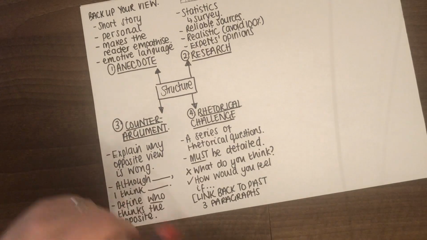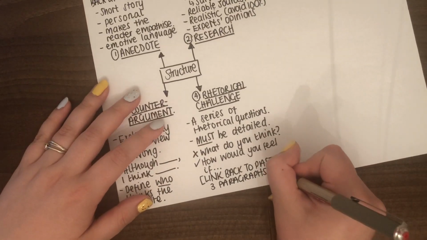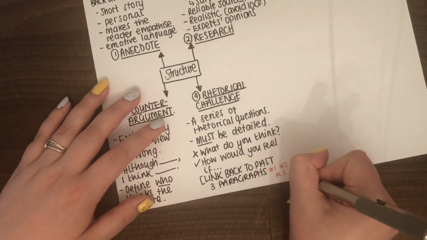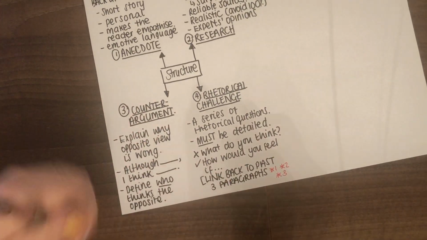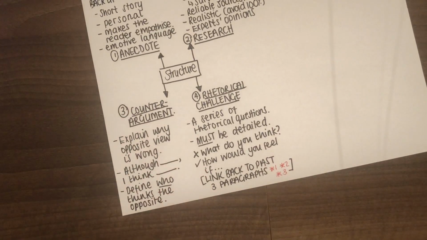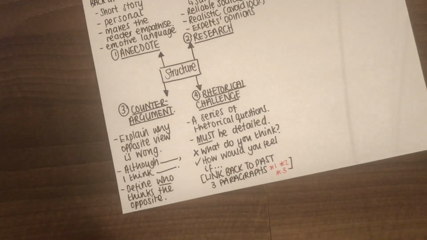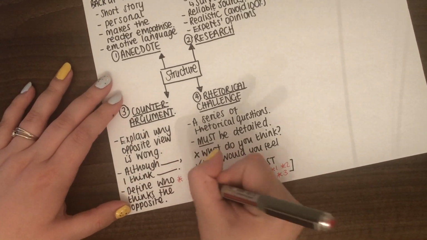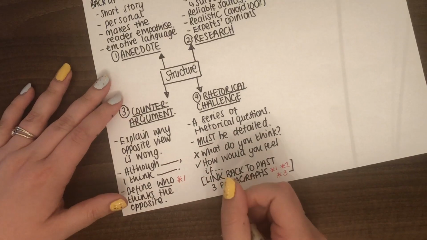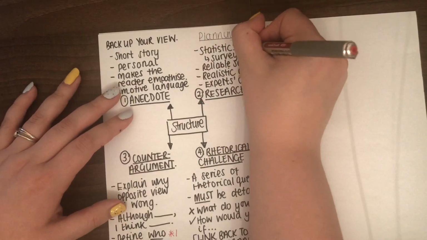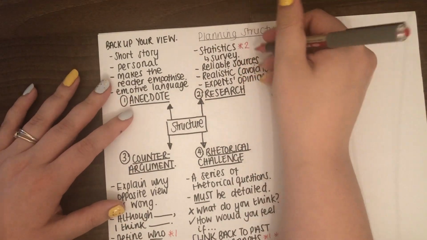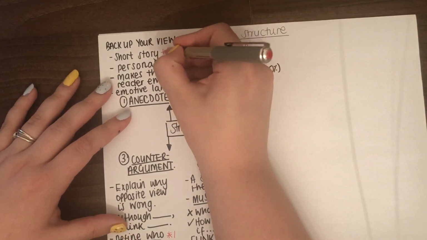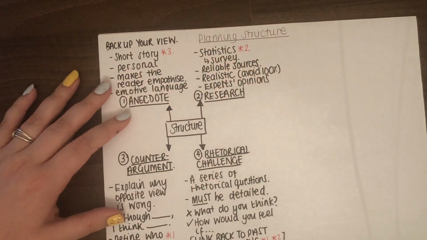Right, so what you're going to do is you're going to give yourself 3 questions at least that link back to your 3 paragraphs. So for example, you might pick something that you've said in your counter argument and you might have that as your first question. Then you might pick a statistic from your research, and then that might be your second question. And then your third question might go back to the very opening of your anecdote.